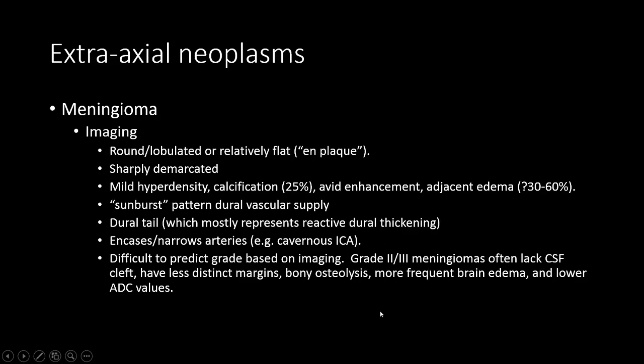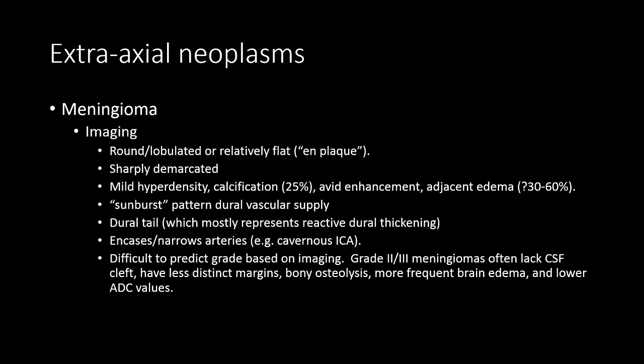On imaging, meningiomas are sort of the characteristic extraaxial mass. They're round or lobulated, but sometimes they can have a relatively flat morphology, which is known as en plaque meningioma. They're typically well circumscribed and sharply demarcated from the underlying brain parenchyma. On CT, they are typically hyperdense. They can calcify in a minority of cases. They show avid contrast enhancement, and they are associated in some cases with underlying parenchymal edema.